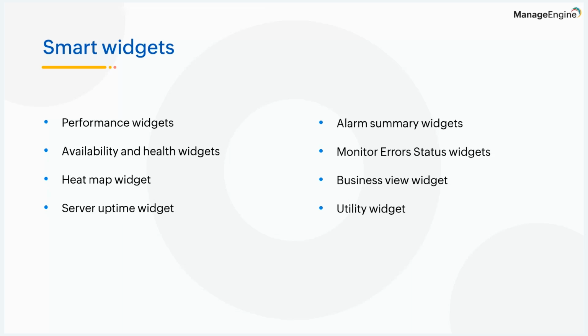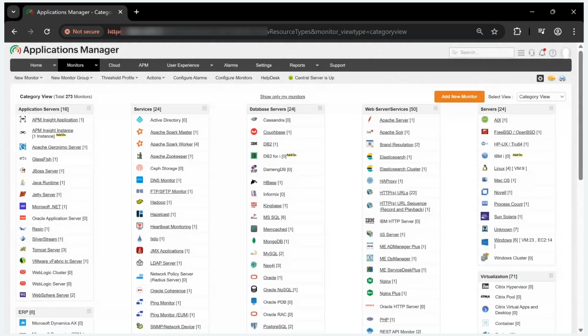We have some widgets like server uptime, monitor error status, business view widgets, the performance widgets, as well as tabular data and more related to alarm data. We'll take a look at them shortly. So let's continue to Applications Manager, and we'll take a look at the thresholds first.